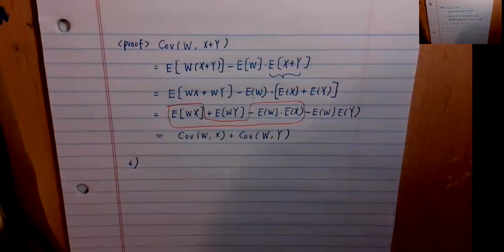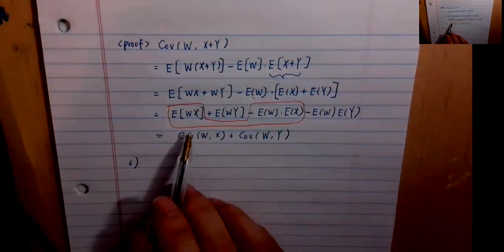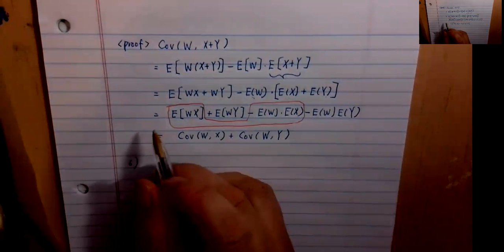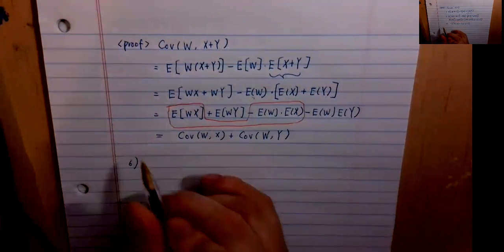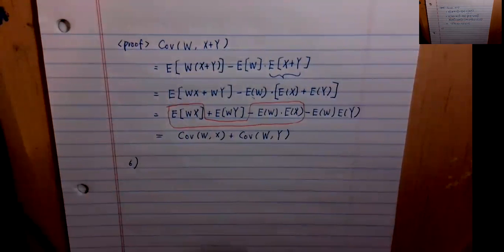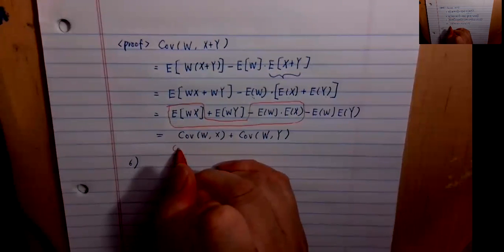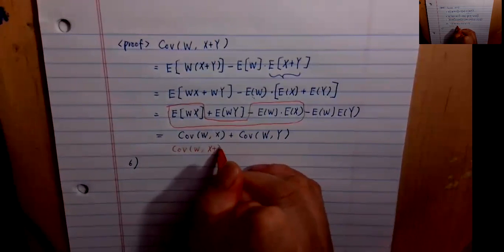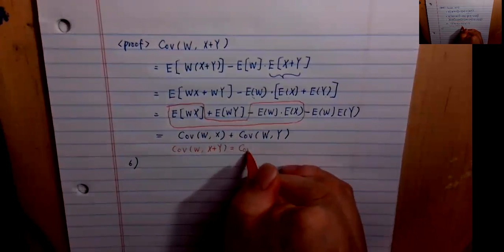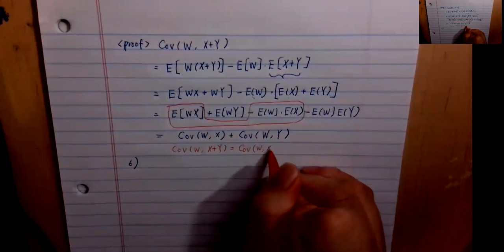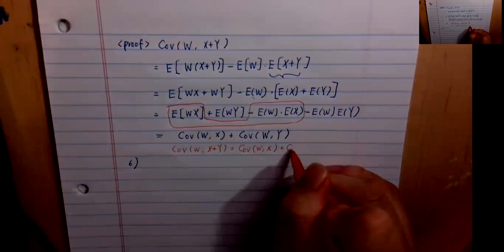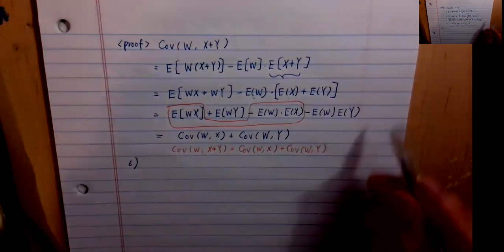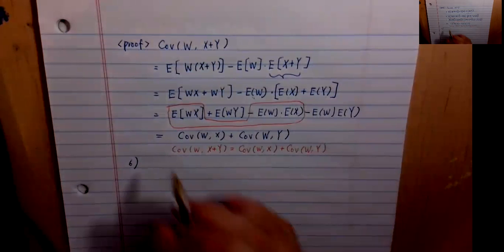Next property is extended from what we see in property 5. Property 5 says covariance of W and X plus Y is equal to covariance WX plus covariance WY. Now think about W as S plus T.